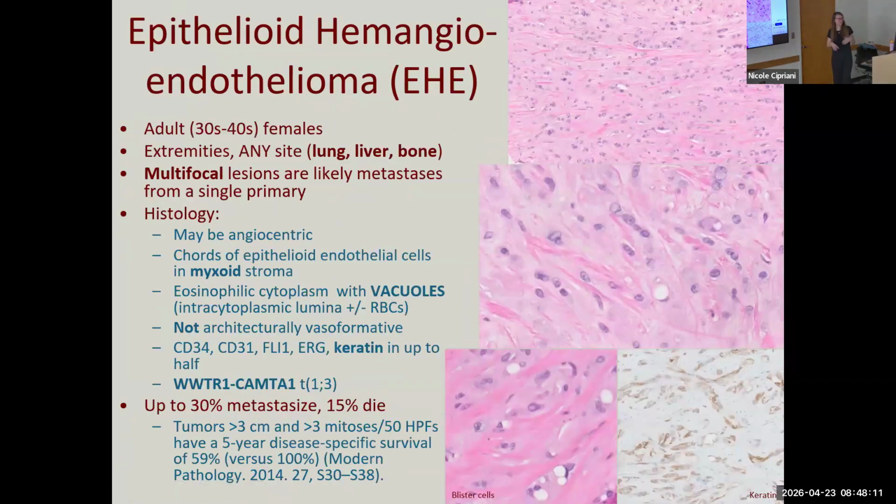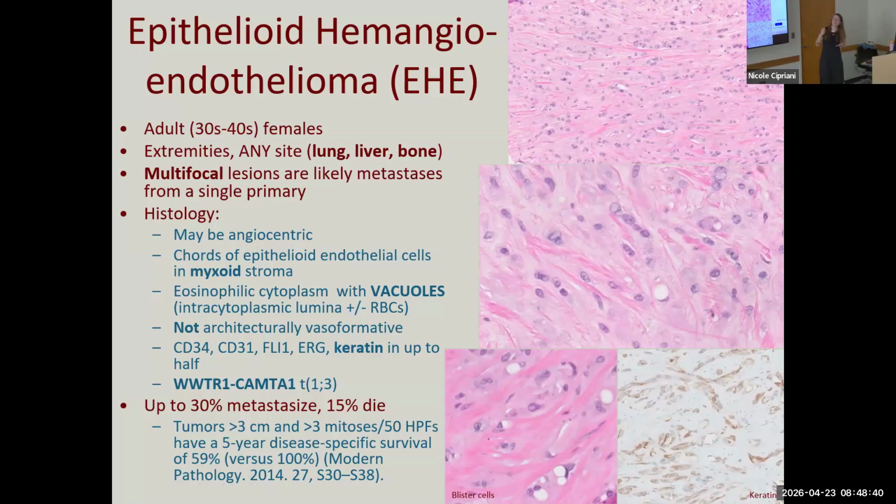Okay. Versus epithelioid hemangioendothelioma, which is non-vasoformative, right? This almost looks like single cells or single-file cells in a collagenous to myxoid to sort of chondroid stroma. The only evidence that they're vasoformative is these little blister cells, some of which have red blood cells in the lumina.